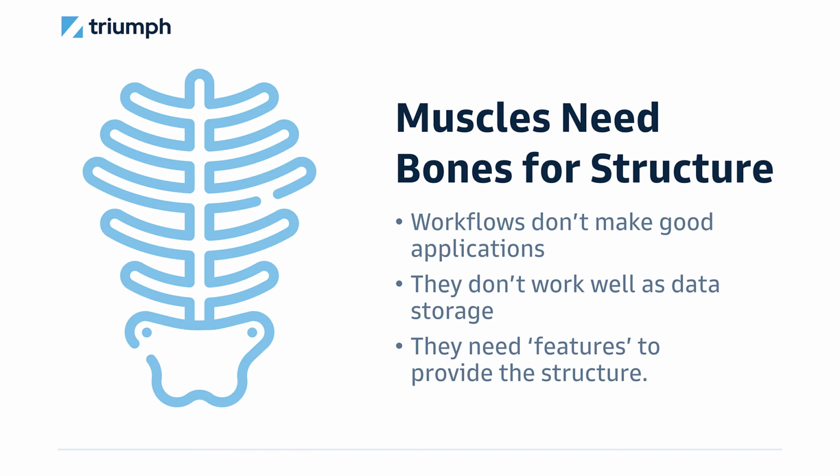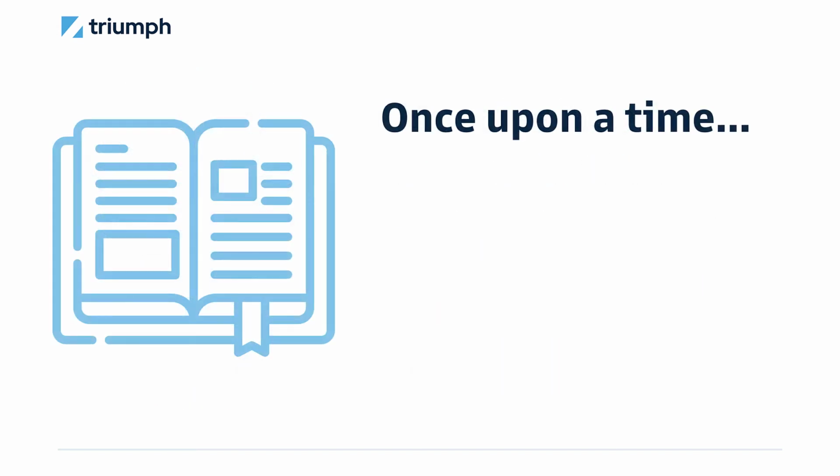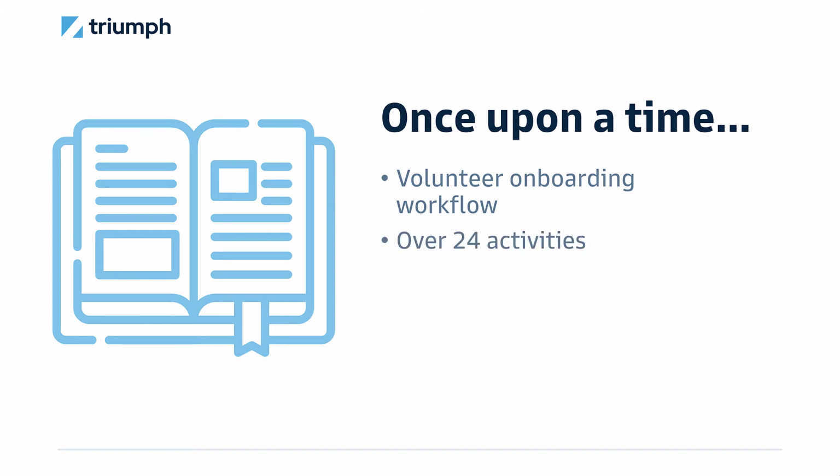So let's talk about a specific use case. Once upon a time, there was an involuntary onboarding workflow. This is a workflow that we worked with at Triumph. A client, a church partner, came to us with a solution from a former provider, and it just wasn't working. It never had worked, and they brought to us this workflow that was created. This workflow was meant to handle the complete volunteer onboarding process. This workflow had 24 activities with over 100 actions. So you can start to get an idea of the problems we were about to face.